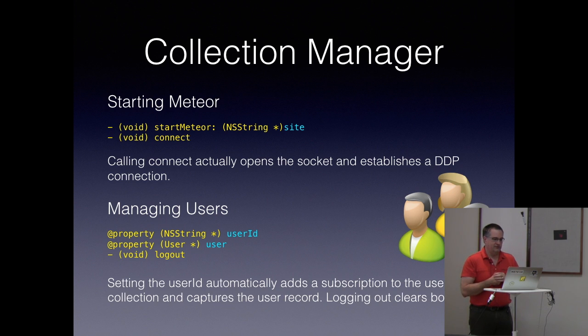Once you have a collection manager, if you want to start Meteor, you just call startMeteor. And you pass it the URL for the site, right? And this is the exact same URL that ObjectiveDDP would use, so it can include the version of DDP you want to call. It can include whether you're using secure sockets or not. All that stuff's embedded in this. And once it's started, then you call connect to actually make the DDP stuff happen.